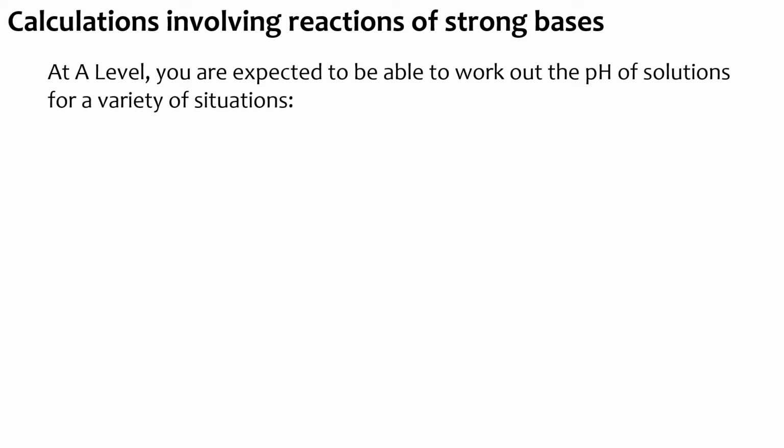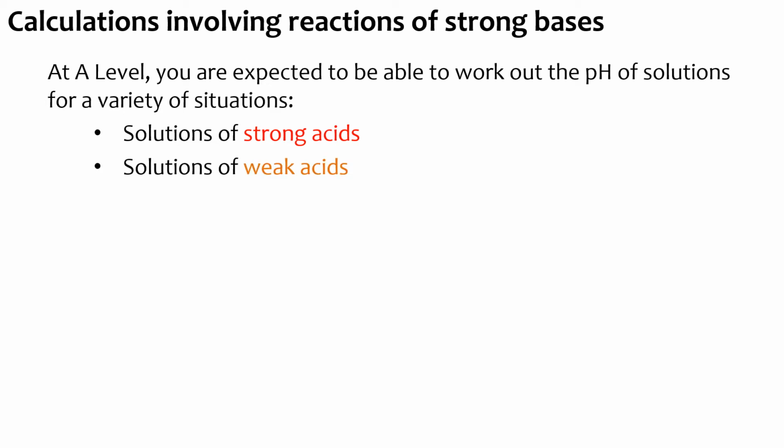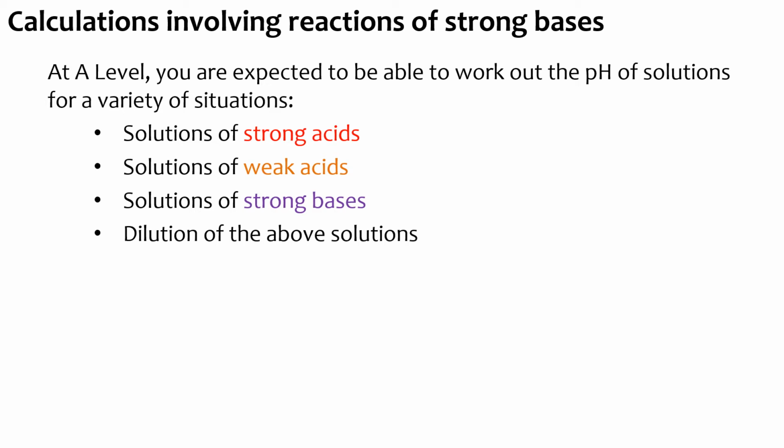So at A level, you are expected to be able to work out the pH of solutions for a variety of situations. So you have to look at the solutions of strong acids, something that we've done already. You also have to be able to do solutions of weak acids, that involves Ka. And you have to be able to calculate the solutions of strong bases using Kw, as we've already done in this video. Now the next type of calculation you have to do involves dilution of the above solutions. So you're given a solution of weak acid and told calculate the pH when we add water to it, which is something quite common that we would do.